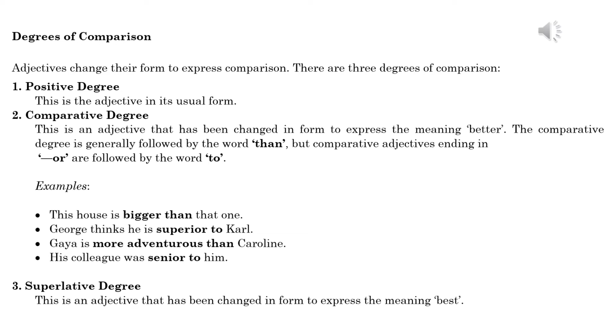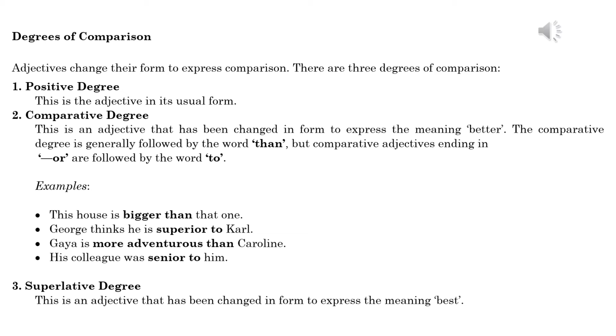Degrees of comparison. Adjectives change their form to express comparison. There are 3 degrees of comparison. 1. Positive degree. This is the adjective in its usual form. 2. Comparative degree. This is an adjective that has been changed in form to express the meaning better. The comparative degree is generally followed by the word than, but comparative adjectives ending in or are followed by the word to.